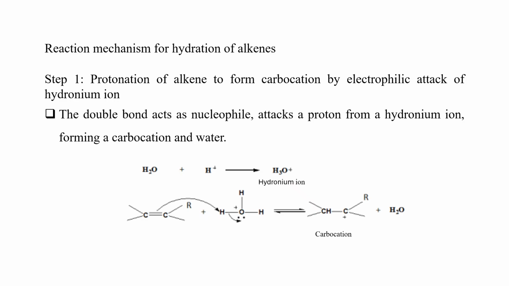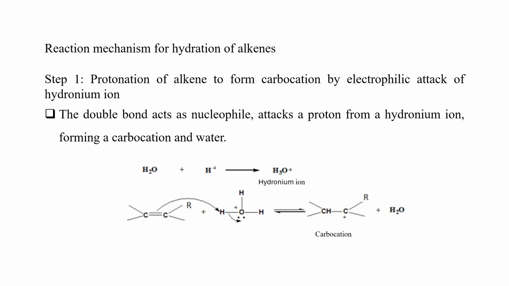What happens next is that the double bond is going to act as a nucleophile. Remember that we said a nucleophile is a what? Is an electron-rich species, right? The double bond acts as a nucleophile, attacks or abstracts a proton. A proton, that is a hydrogen ion from a hydronium ion, forming a carbocation and water, right?